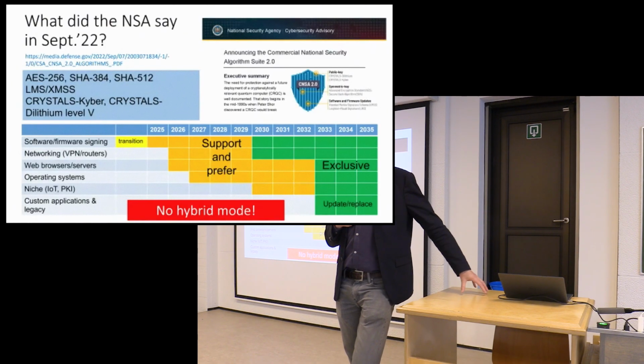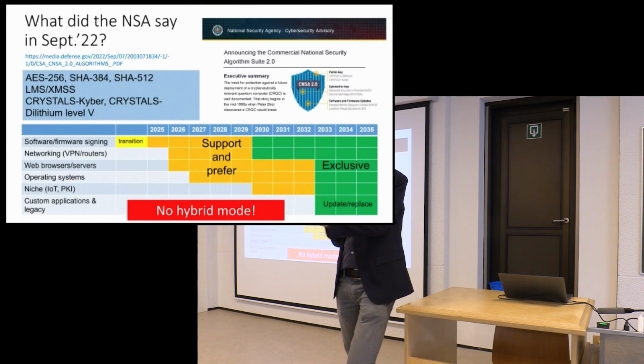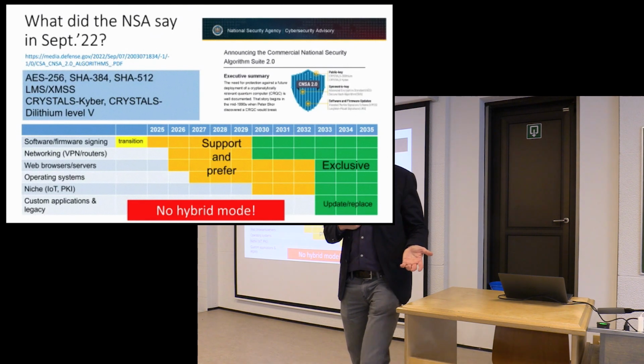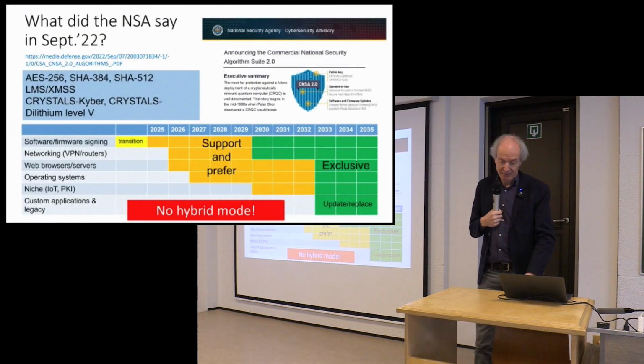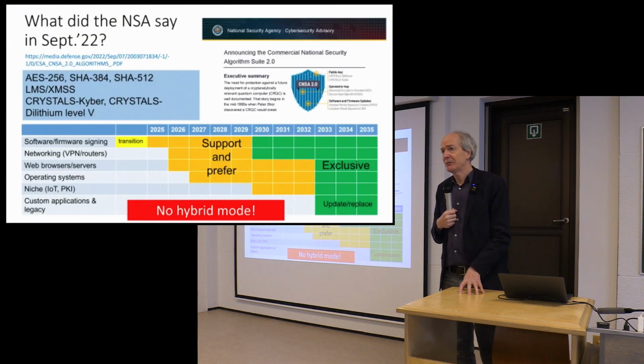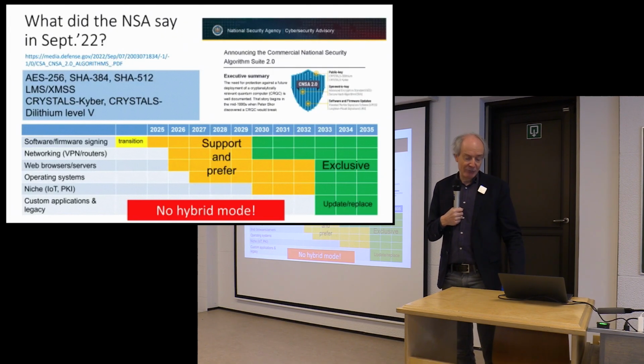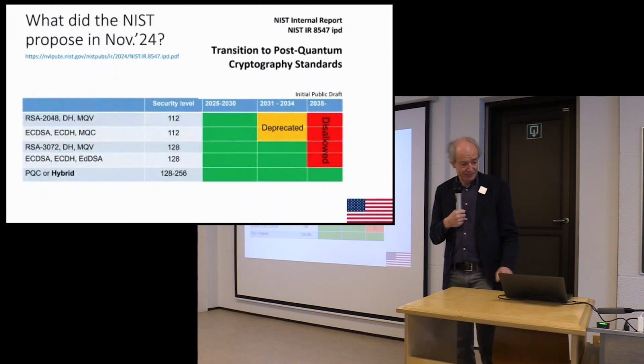Or maybe they just want to create confusion in the market and make sure that all vendors have to have a version for NSA and a version for the rest of the world. We don't know. And nobody understands why they don't want hybrid. But given they protect US government secrets, it's an indication they must trust ML-KEM, because they seem to be sure it's not going to be broken.